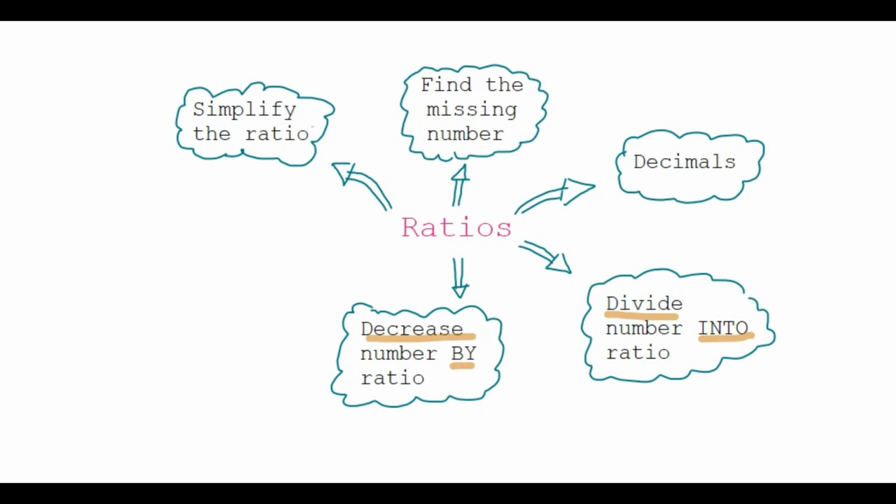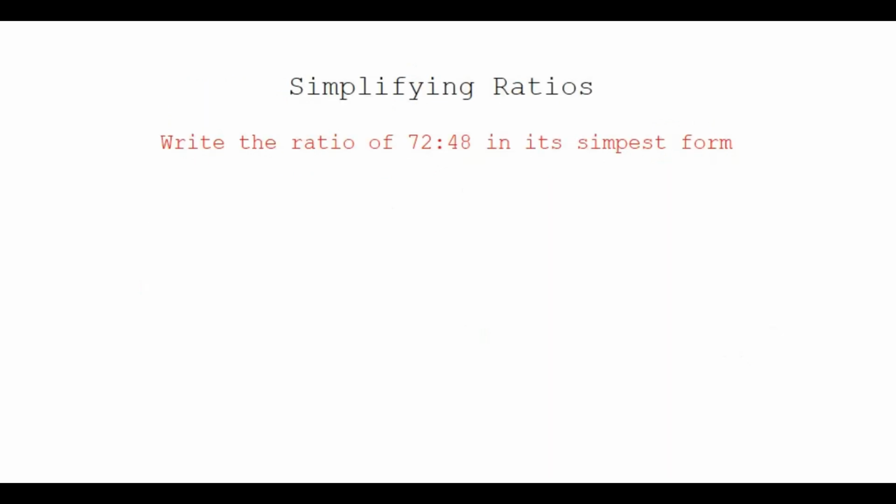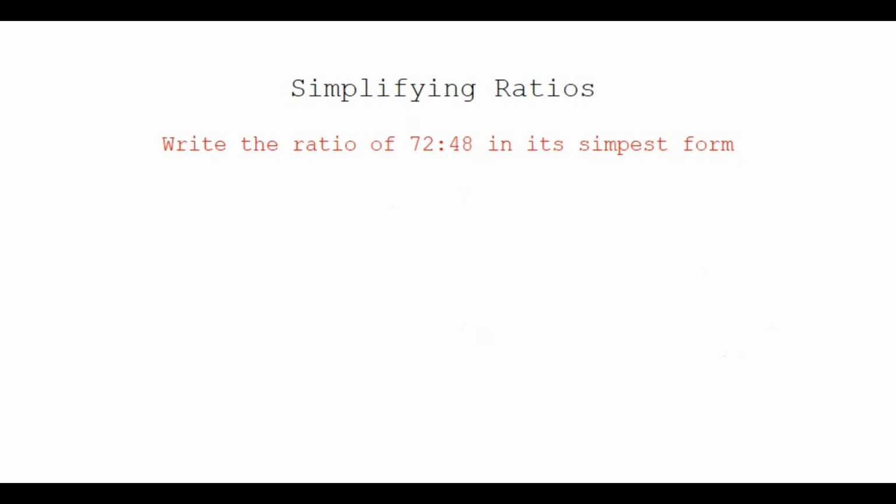And our last type of question is increase a number by a ratio. Alright, so those are the 6 types of questions you can get. Let's look at the first one. Simplifying ratios. So here they say, write the ratio of 72 to 48 in its simplest form.